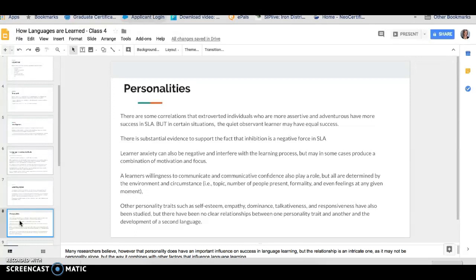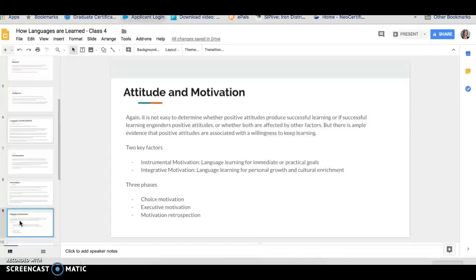Other personality traits such as self-esteem, empathy, dominance, talkativeness, and responsiveness have all been studied, but there is really no clear relationship between one personality trait and another as it comes to the development of second language acquisition. But many researchers do believe that personality does have an important influence on the success of second language learning. But the relationship is so intricate that it may not be personality alone, but the way it combines with other factors that actually have an influence on second language learning. So we can't discount it, and it is an important piece of the puzzle, but there are so many factors that play into it that we just can't say that that's the only thing that's important.